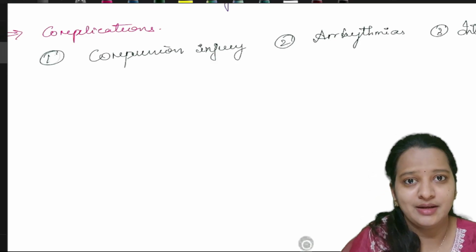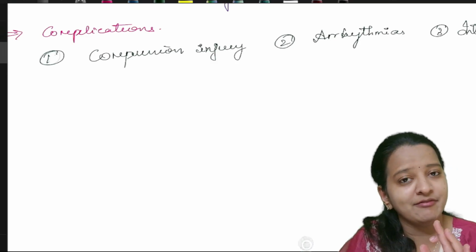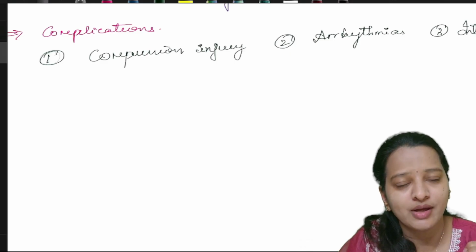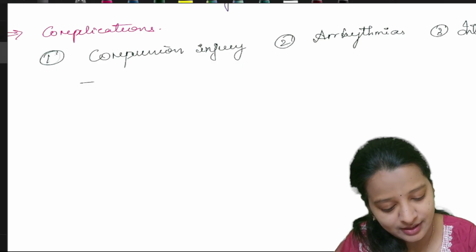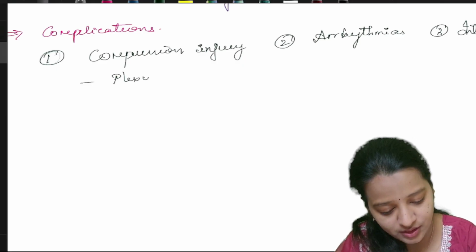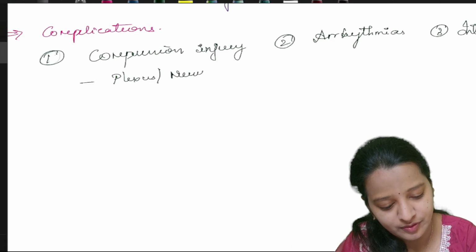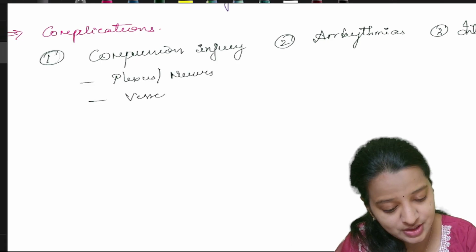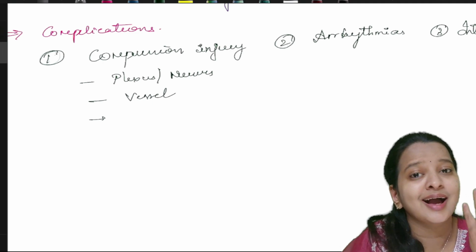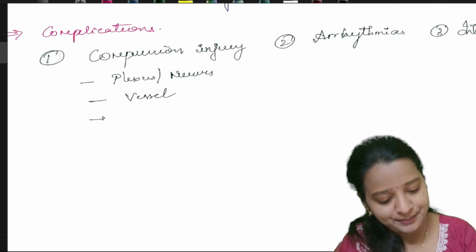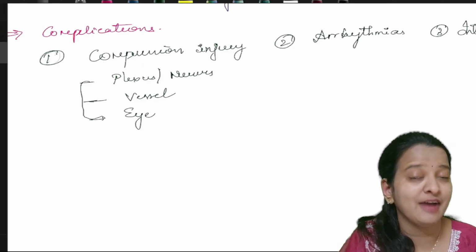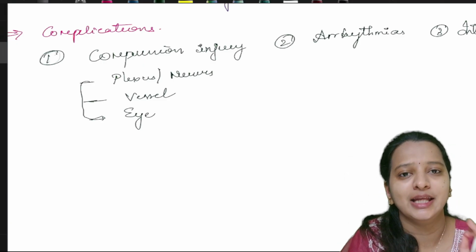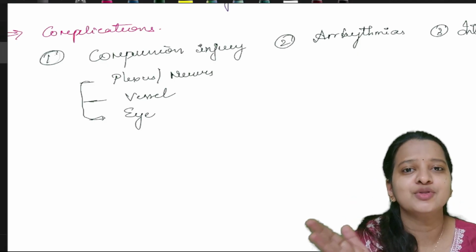We anticipated these compression injuries, and previously we have taken care that all the pressure points are adequately padded. What compression injuries I might expect are related to plexus or nerves, or vessel compressions, or any organ like the eye, compression of the eye. Okay, eye compression. So these three compression injuries I can expect, and I have taken care in the goals that I have adequately padded and adequately done the positioning of the patient.